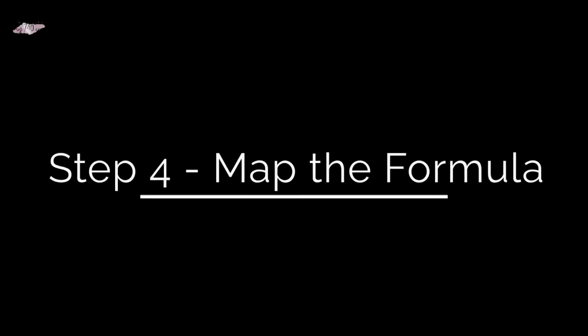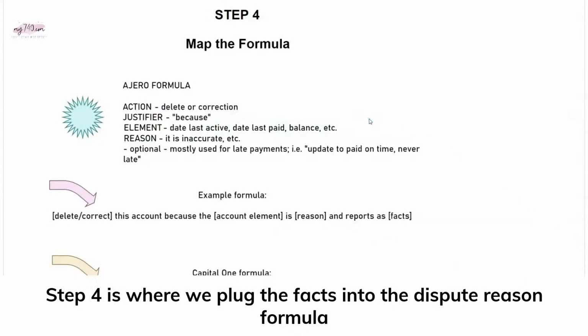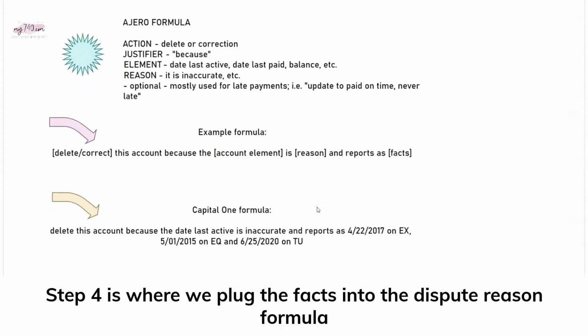Okay. So step number 4 is where we map the formula. We're using the Agero formula, and I will link that down in the description, but it's very simple. We have an action, delete or correct, a justifier, the word because, the element, date last active, date last paid, whatever, and the reason: it's inaccurate, it's wrong, I paid, whatever. And then optionally, mostly used for late payments, update to pay it on time, never late.